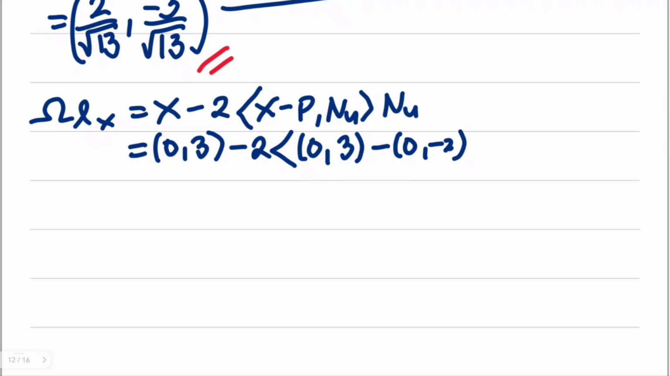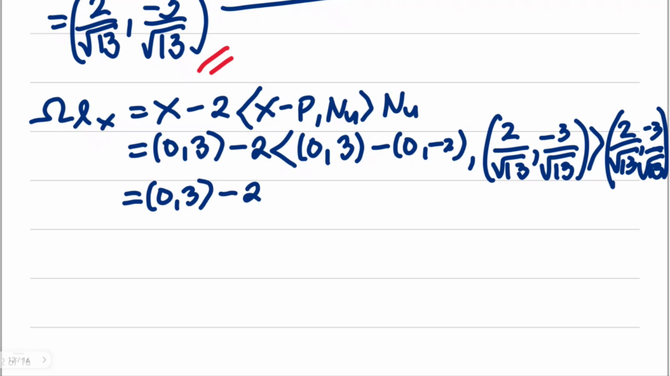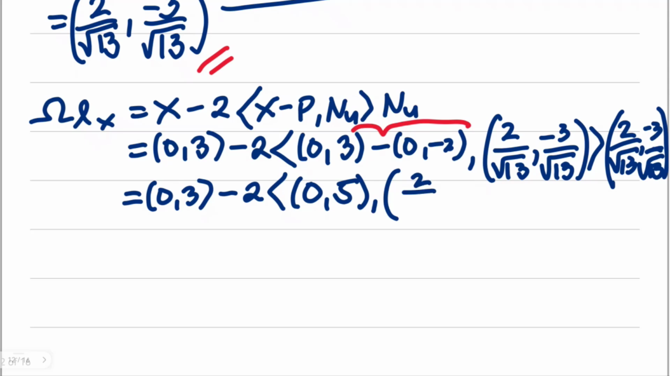It's easier for me to combine that with our unit normal vector, which is expressed as 2 over square root of 13, negative 3 over square root of 13. The inner product of that would still be multiplied with 2 over square root of 13 and negative 3 over square root of 13. Okay? So I'm using the y-intercept for this matter. So I have here (0, 3) minus twice. The result for this is, again, 0 minus 0, it's easy, 0 and then 5. That's 3 minus negative 2. That's our point, but it will be under the inner product of 2 over square root of 13 and negative 3 over square root of 13.